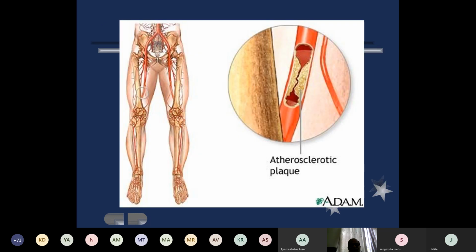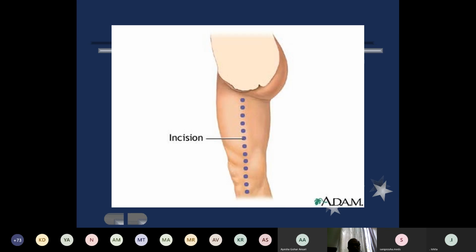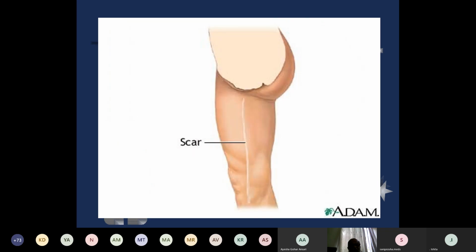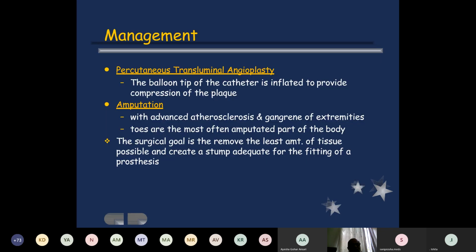These are a few diagrams showing atherosclerotic plaques. Further, the condition can be managed by percutaneous transluminal angioplasty. The balloon tip of the catheter is inflated to provide a compression of the plaque.